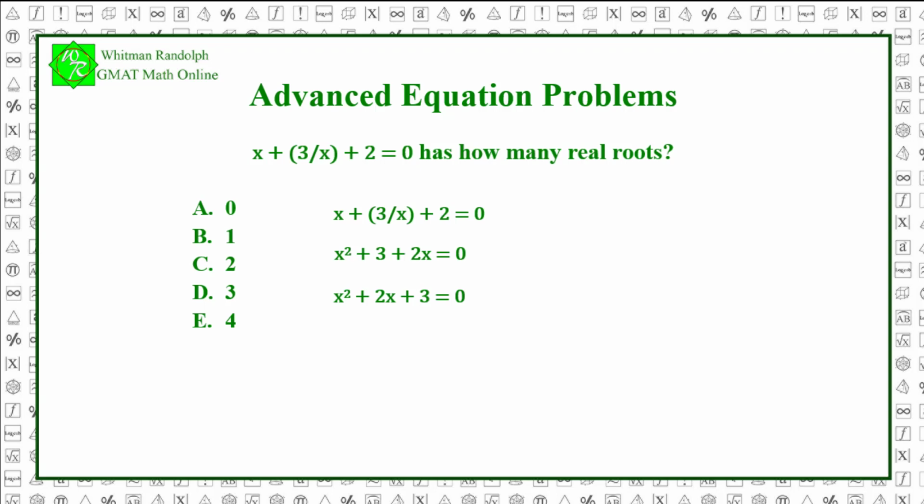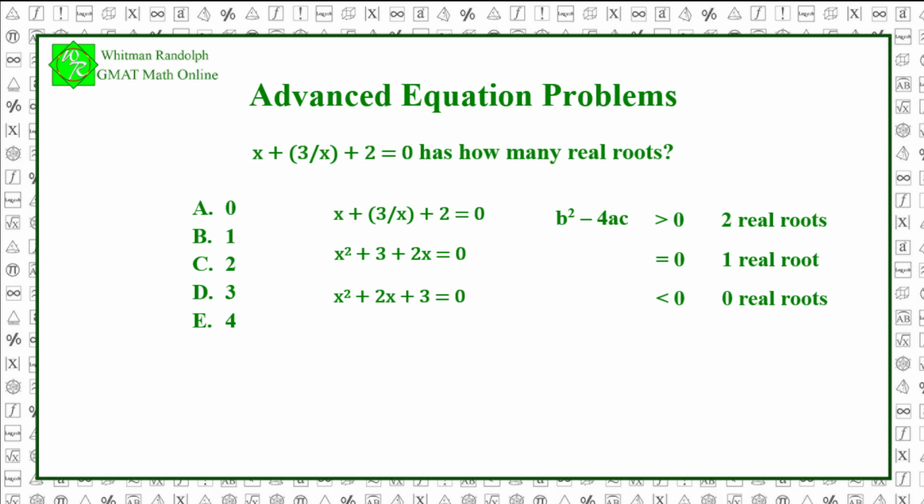This equation won't factor easily, so we use the quadratic formula. However, the question is merely asking for the number of real roots the equation has. Therefore, we only need to check whether the expression under the radical in the quadratic formula, b squared minus 4ac, is positive, negative, or 0. If it's positive, then the number of real roots is 2. If it's 0, then the number of real roots is 1. And if it's negative, then the number of real roots is 0.